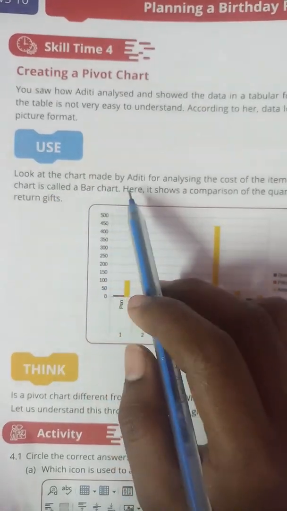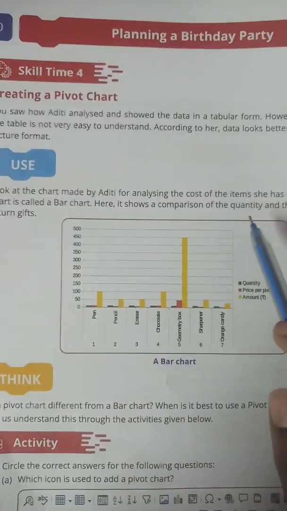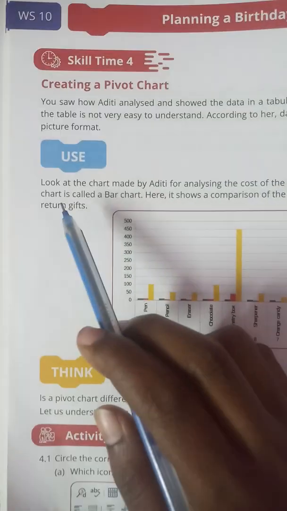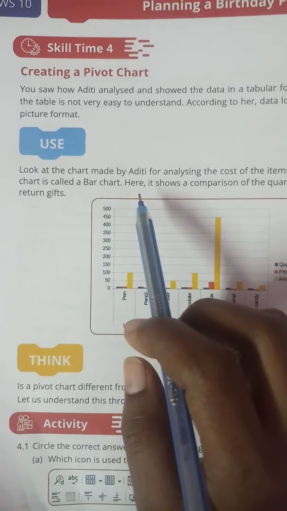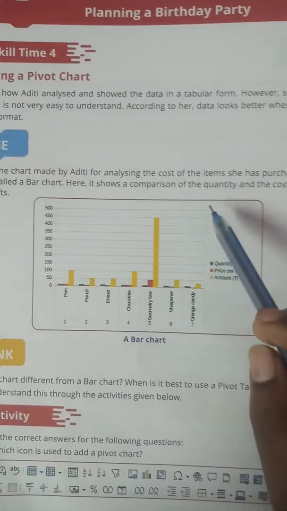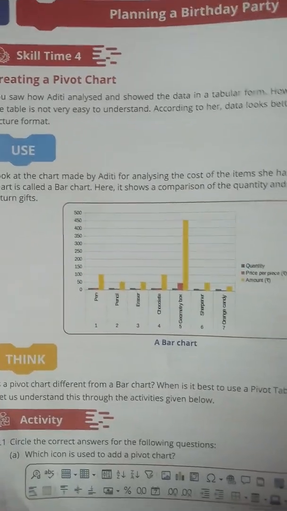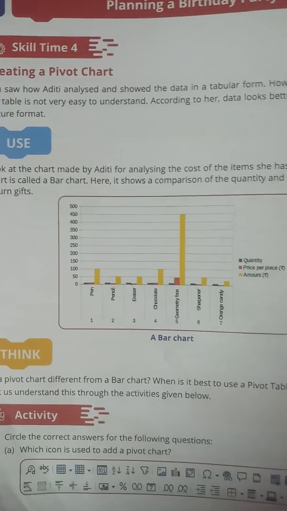Look at the chart made by Aditi for analyzing the cost of items she has purchased. Such a chart is called a bar chart. Here it shows a comparison of the quantity and the cost of the different return gifts. So here she created a bar chart.